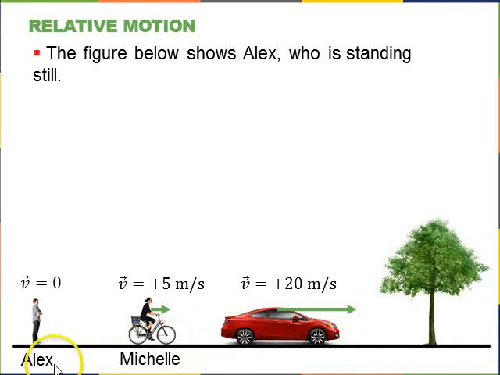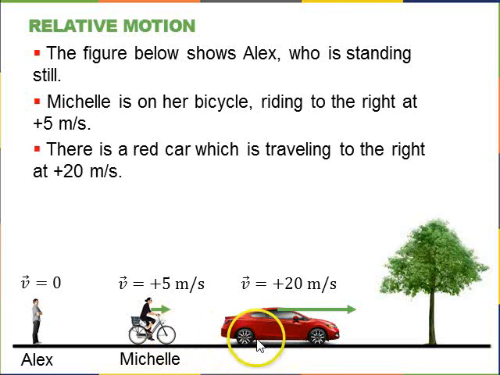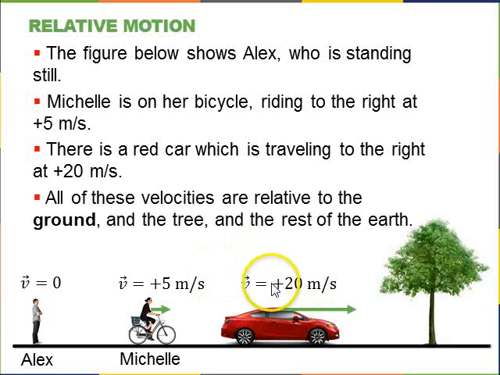So let's start by looking at this figure. We have Alex, who is standing still on the ground. We have Michelle, who's on her bicycle riding towards the right at plus 5 meters per second. And we have this red car, which is traveling towards the right at 20 meters per second. All of these velocities are relative to the ground. And we've defined positive being towards the right. That's sort of a historical tradition. The tree is not moving relative to the ground.